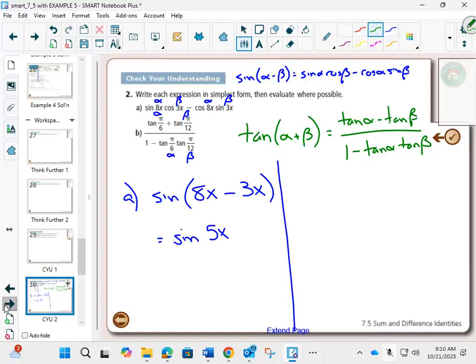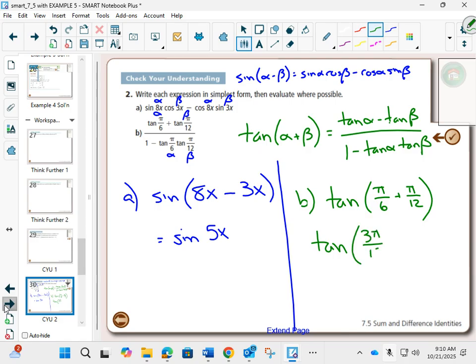And that allows me to take this in part B. I have the right-hand side. I'm able to write this as the left-hand side. Tan, alpha's pi over 6, beta's pi over 12. It was tan alpha plus beta. And here I could get a common denominator. This would be 2 pi over 12 plus 1 pi over 12 would give me 3 pi over 12, which reduces to pi over 4, which is equal to 1. That whole thing is equal to 1.